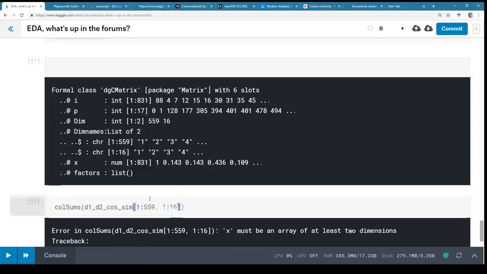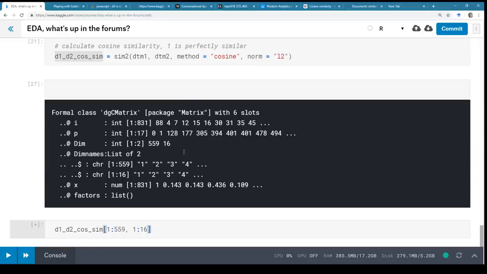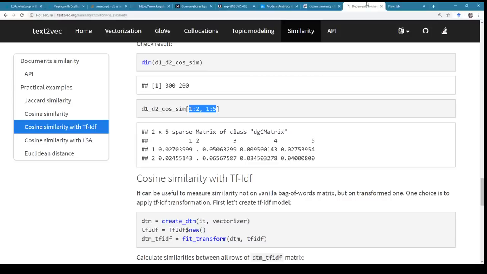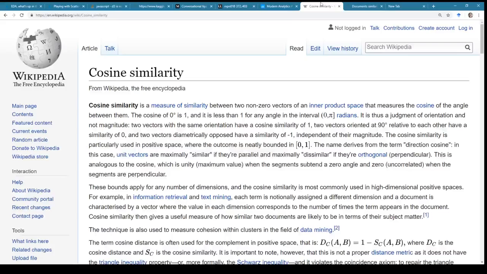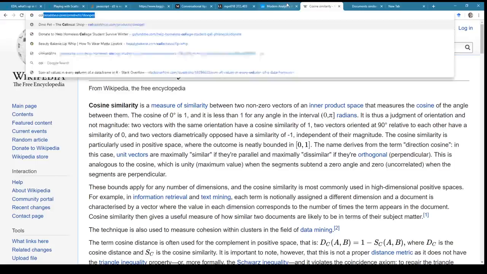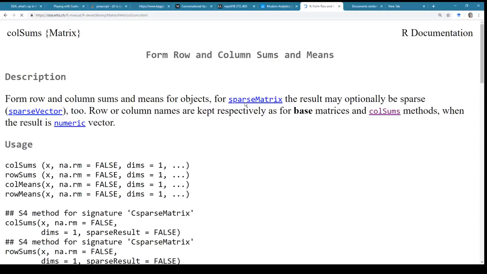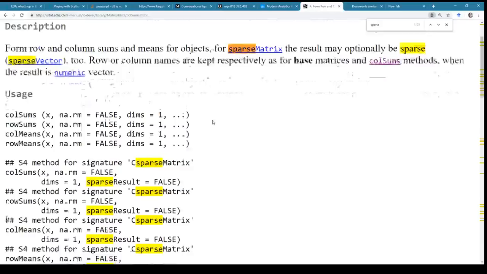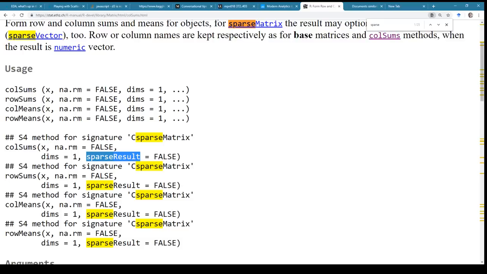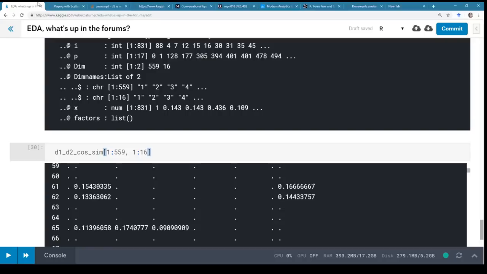Are you going to work? No. Okay, so is this not a matrix? It's a sparse matrix. Okay, so I need column sums of a sparse matrix in R. Column sums sparse matrix in R. For objects, call sums sparse. The results may optionally be sparse too. Row or column names. Call sums, C sparse matrix. It should work. X must be an array of at least two dimensions. This is an array of at least two dimensions.